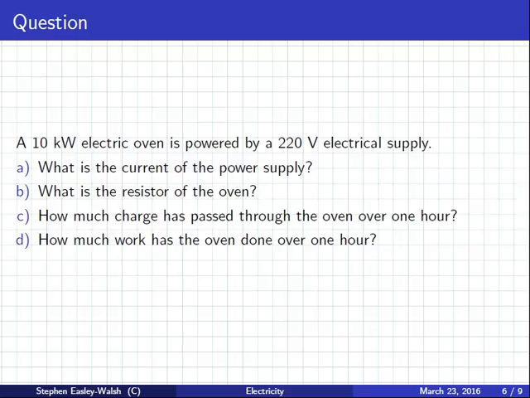What is for which power? Remember what a watt is? It's 1 joule per second. For power.